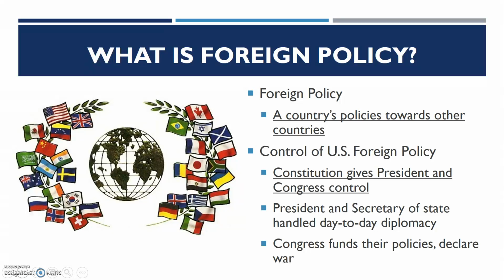The President and the Secretary of State are the ones who handle the day-to-day diplomacy. They negotiate with other countries. They send ambassadors to meet with representatives from other nations. They might even meet with foreign leaders. But it's Congress who is going to approve funding for their policies, and it's Congress who also has the power to declare war according to the U.S. Constitution.